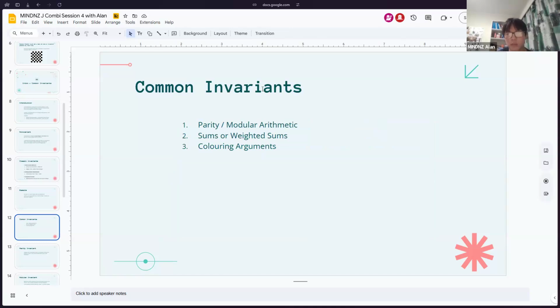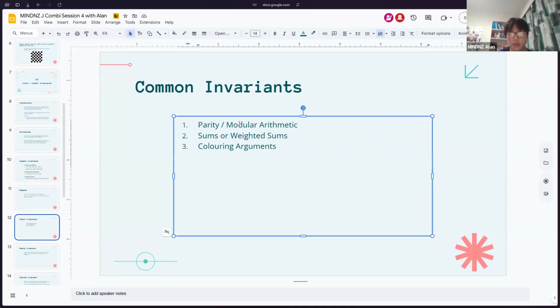So some common invariants you'll see in Math Olympiad involve parity and modular arithmetic. Parity is just odd or evenness, or mod 2, and modular arithmetic usually extends further to mod 3, 4, 5, or 6. There's also sums or weighted sums. In sums, you just take the sum of every single element you're given. Well, that's in the basic case, or you can assign weighted sums. You can assign values to different elements or positions. And then there's also coloring arguments where you have to color a board or you're given a colored board.